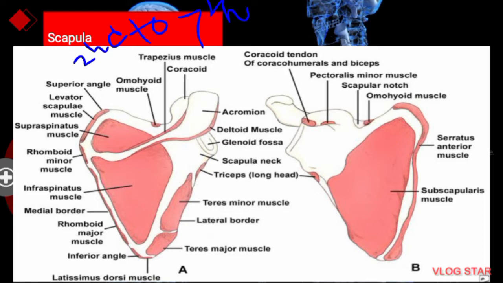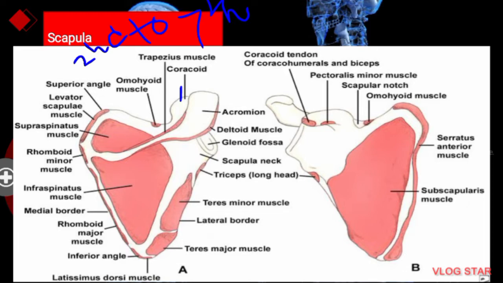So here you can see this is a flat bone, and triangular. You can see this is triangular type. And this is the coracoid, and this is trapezius muscle attached here, omohyoid muscle attached here, superior angle of scapula here. This won't come to your mind the first time. You have to revise this again and again. Okay.